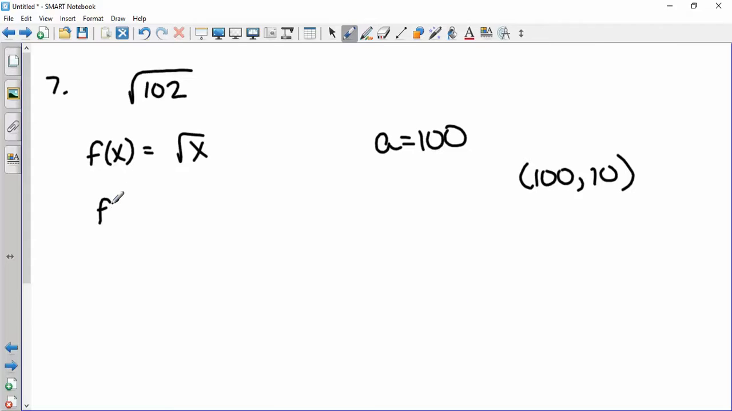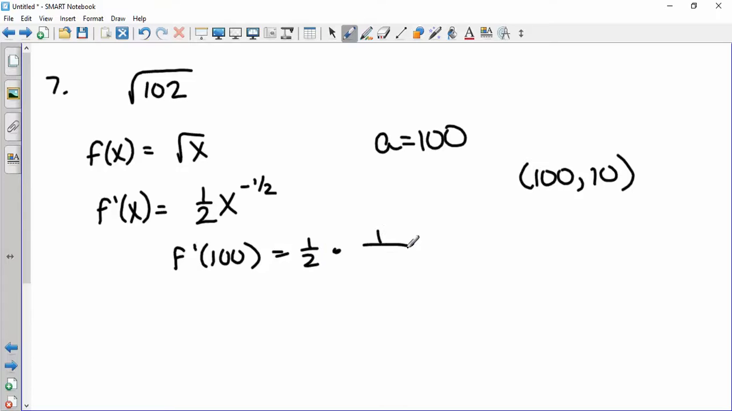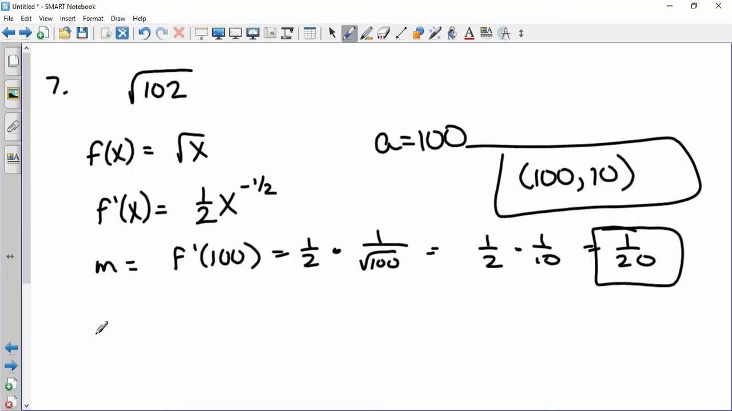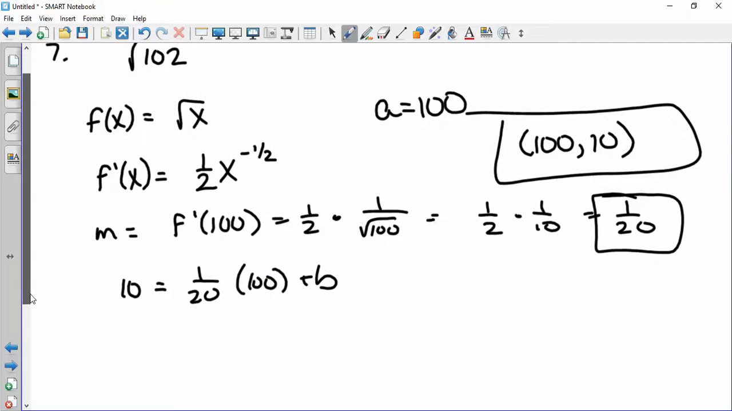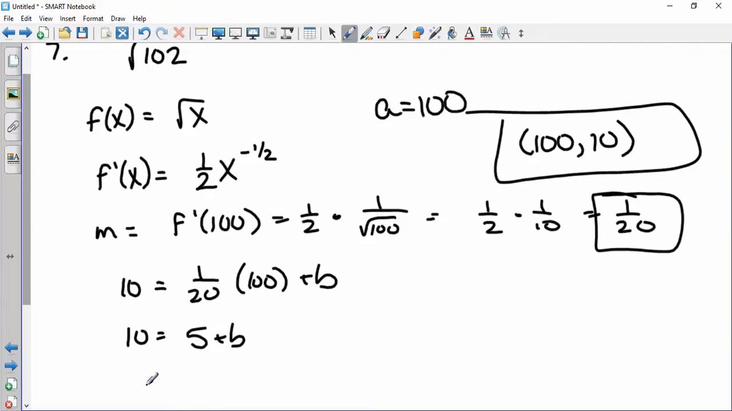So my function is the square root of x, so that's like x to the 1/2. So 1/2 comes down, inside stays the same, subtract 1 from the power. So that's the equation for the slope. So to find the slope when my x is 100, x to the negative 1/2 means it's 1 over the square root of 100. So that's 1/2 times 1 over 10, so 1 over 20. That's our slope. So now we need to take these two pieces of information and write the equation. So y equals m times x plus b. So b equals 5. So the linear approximation is 1 over 20 x plus 5.